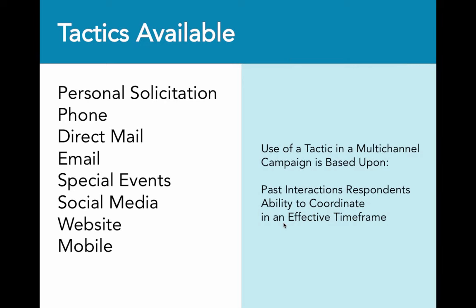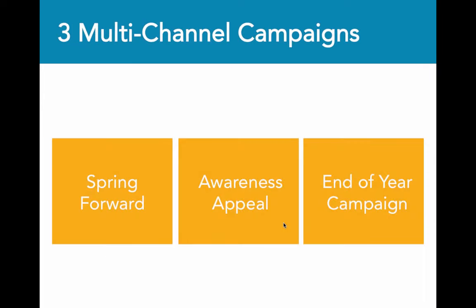So there are 3 different types of campaigns you could do. A spring campaign would be, this is the new year and this is what we're focusing on, that sort of approach. You can do an awareness appeal, which would be more about building your donor base, trying to get acquisitions, trying to get people into your system rather than raising funds.